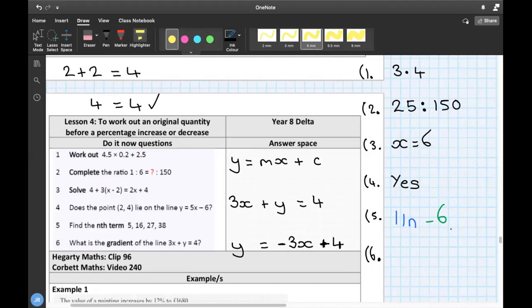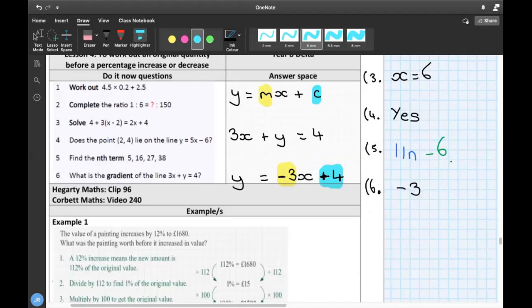Now let's have a think. Our gradient, that was the m value, the number in front of your x. My m value here is negative 3. So that means my gradient is negative 3. The sign is attached to the number there. If it asked you what your y-intercept was, then your y-intercept would be whatever was in the position of c. So your y-intercept would be positive 4.